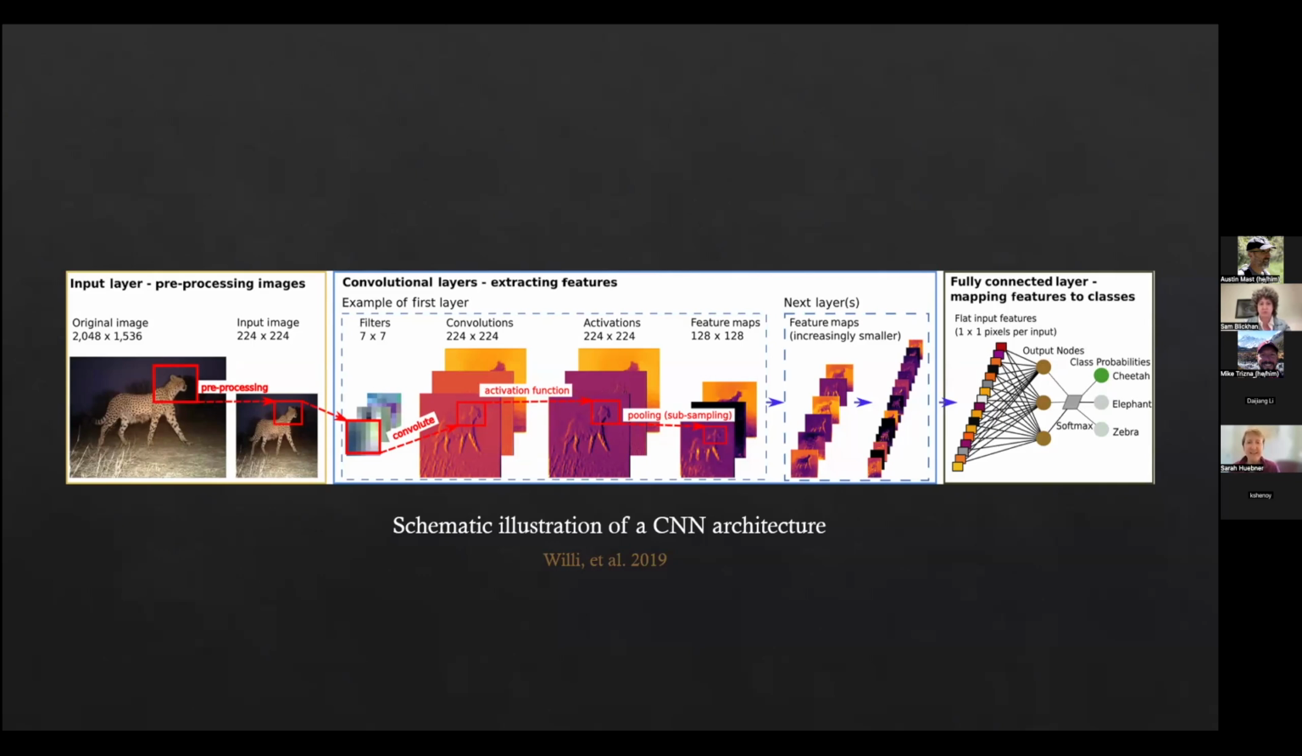CNNs are basically a set of layers stacked on top of each other. The first layer might look for very simple objects like the shape of an animal. In the next layers, the AI starts to understand more complex features like the spots of a leopard or the shape of an elephant's trunk. And in the final layers, the AI starts making decisions based on what it has learned. For example, providing a determination of the species based on what it knows.